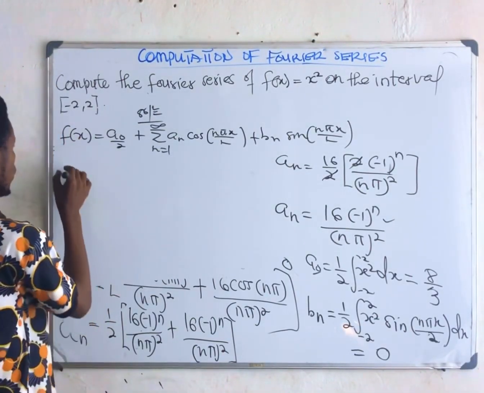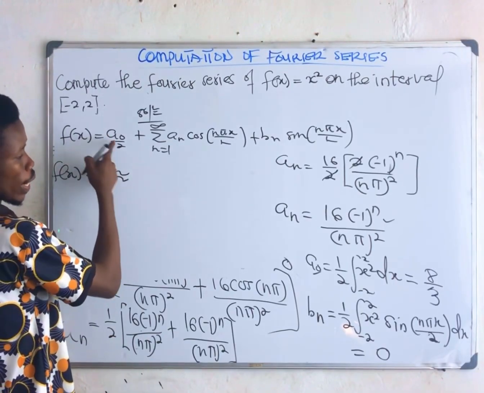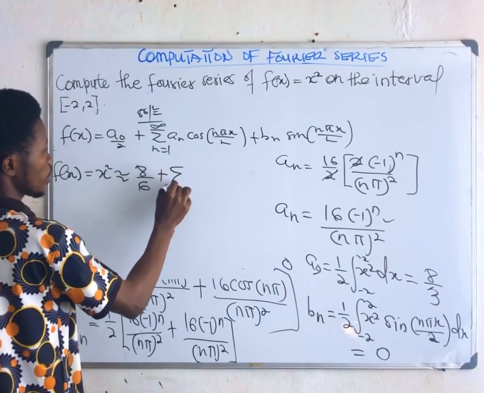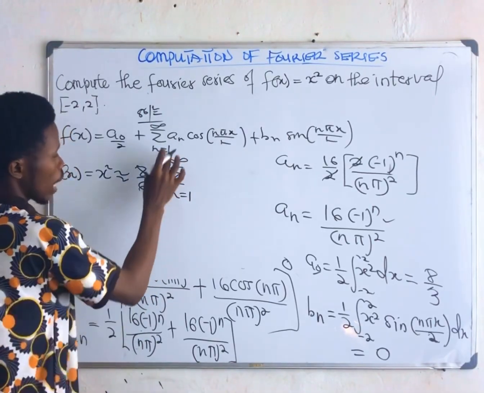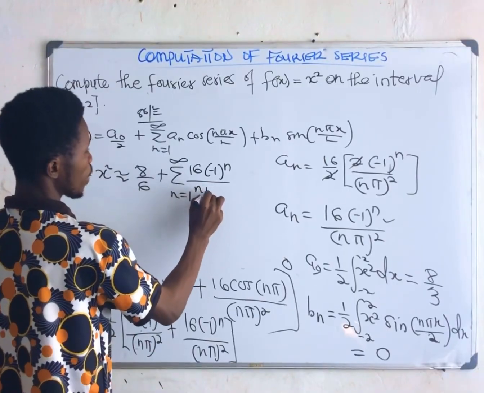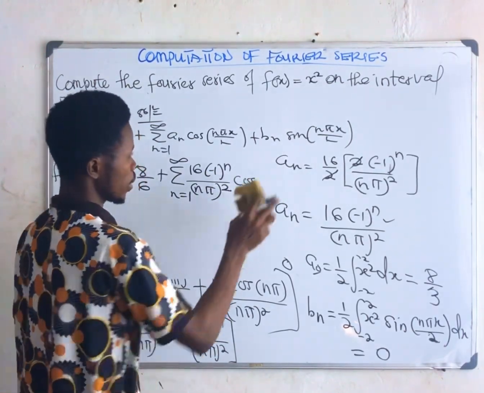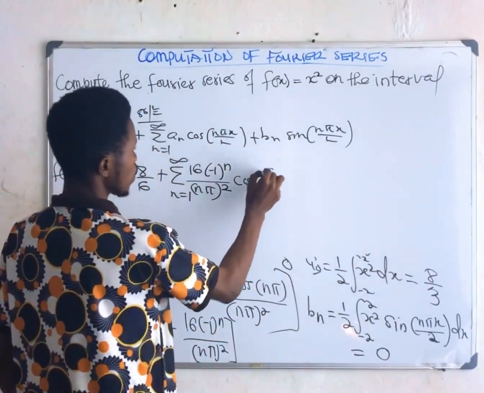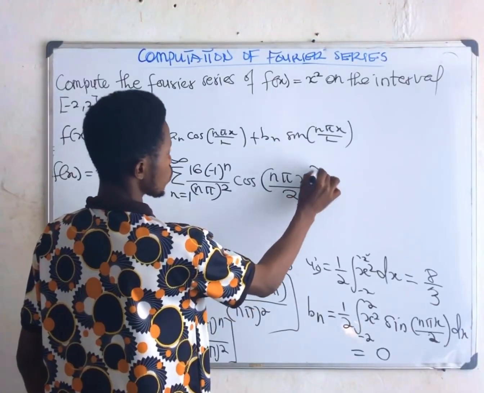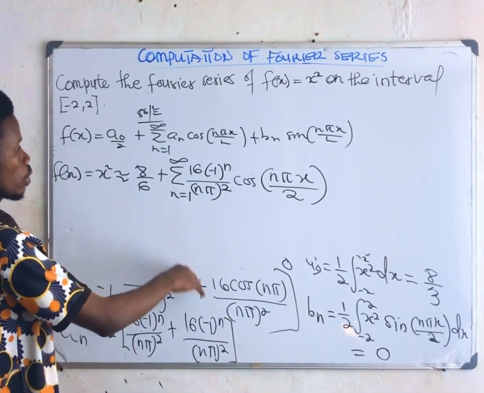So if I'm to substitute in here, my f of x, which is equal to x squared, will be approximately a naught over 2. Now our a naught is 8 over 3. 8 over 3 over 2, that will give you 8 over 6. Is that okay? Plus summation as n equals 0 to infinity. Our an, we have 16 negative 1 to the power n, all divided by n pi squared, then cos n pi x, all divided by L. Here L was given as 2. So this becomes the series. Okay, so if they ask you to generate any forms of series, you just substitute the values. Is that okay?